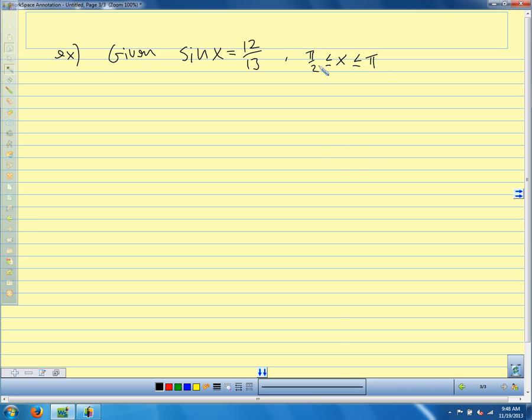Before we write anything else down, what is this telling us? We're in the second quadrant. So all of our answers are coming from the second quadrant. We want to find sine 2x, cosine 2x, and tangent 2x. So we know the sine of the angle. We want to find the sine, the cosine, and the tangent of 2 times the angle.